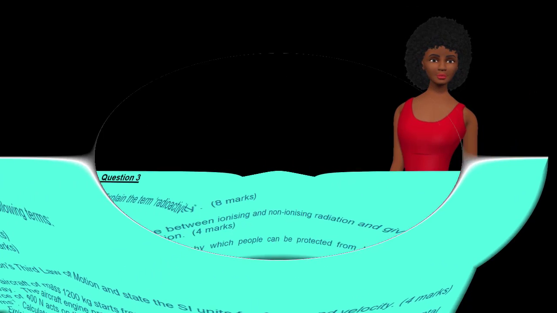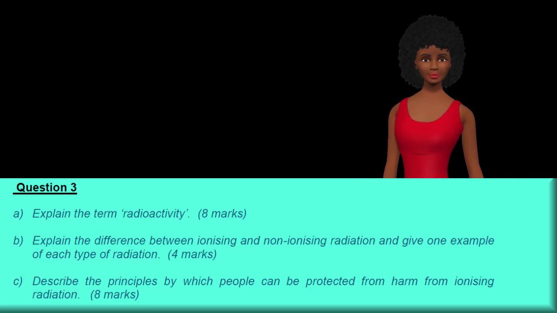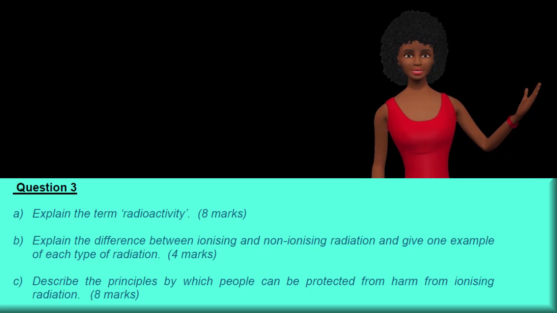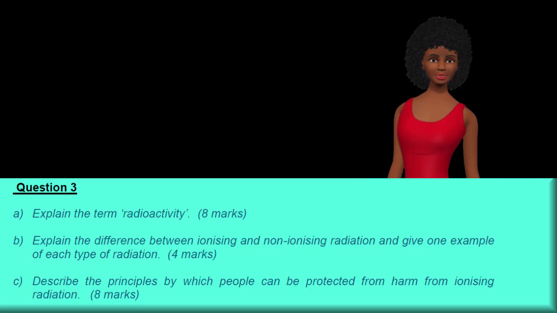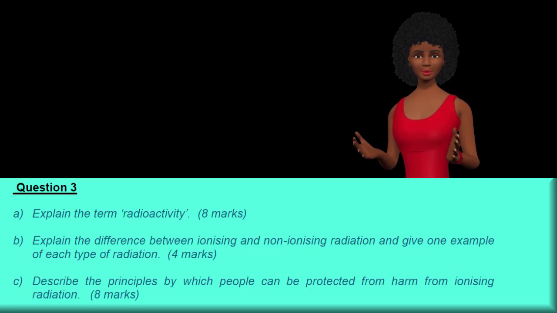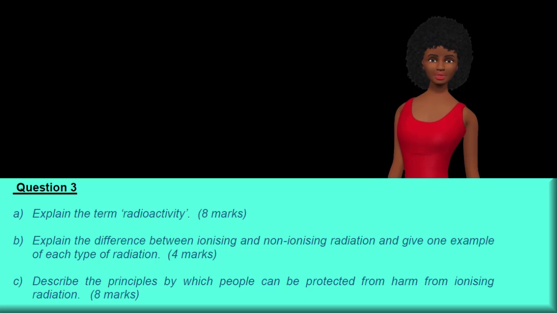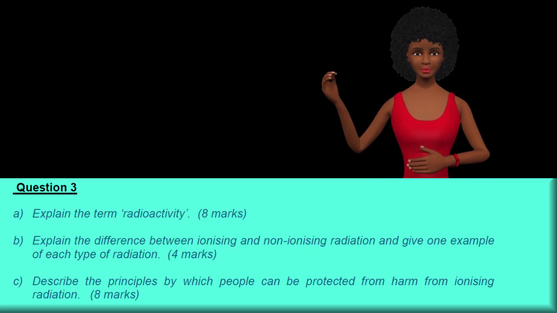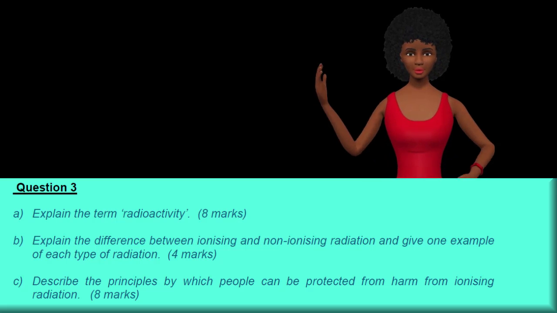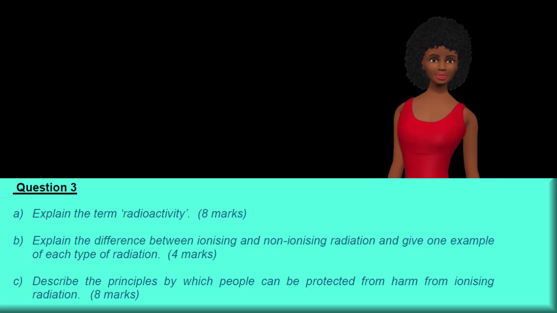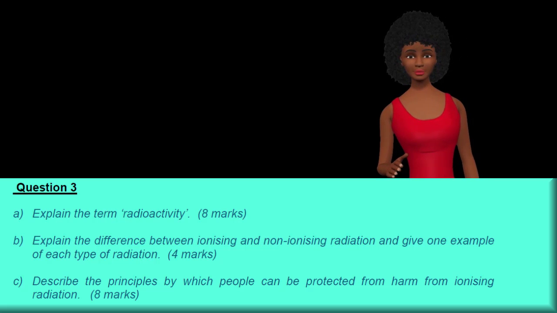10 marks. Question 3. A. Explain the term radioactivity. 8 marks. B. Explain the difference between ionizing and non-ionizing radiation and give one example of each type of radiation. 4 marks. C. Describe the principles by which people can be protected from harm from ionizing radiation.